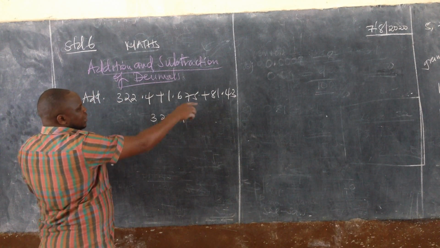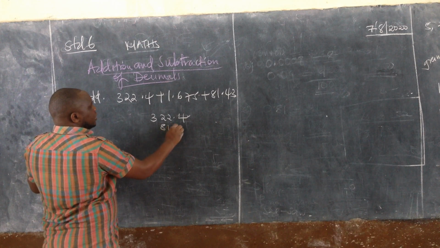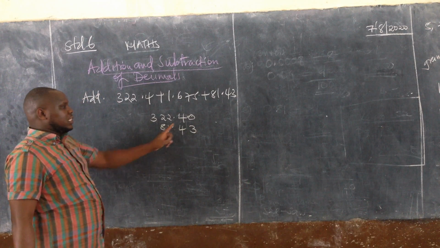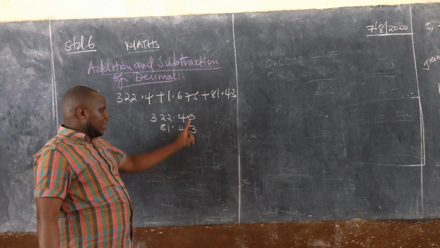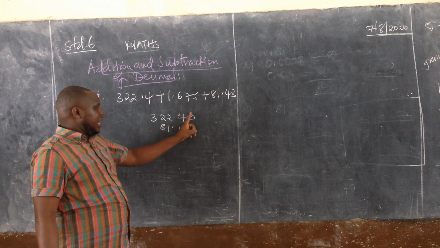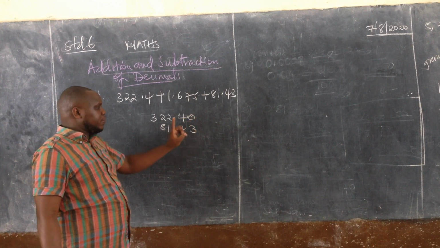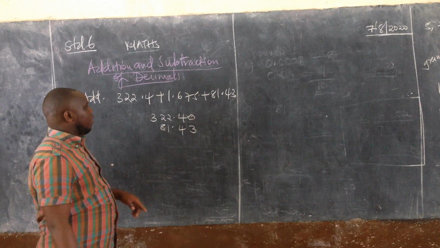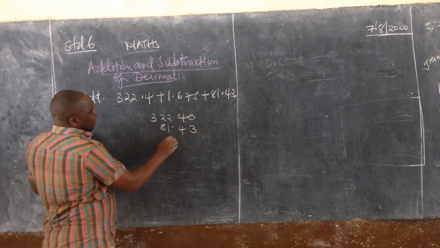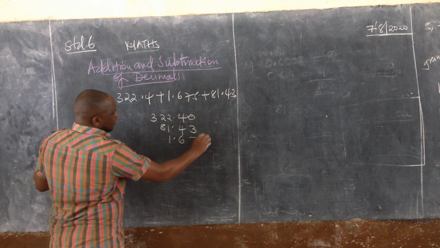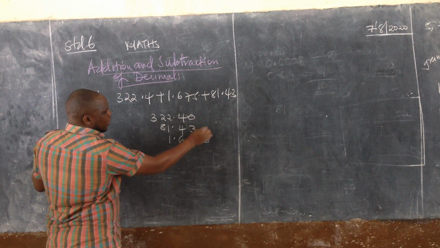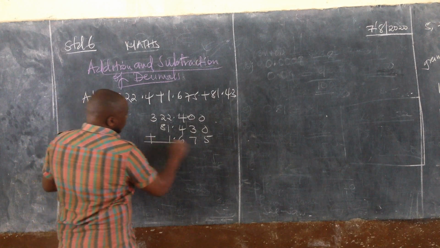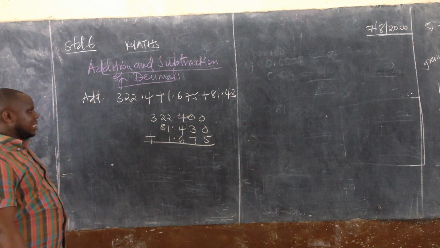The next number is 81.43, meaning that you can add a 0 there, so that this number will have a partner there, a number to just represent that. That 0 doesn't have meaning there, so it can't change the value of that number. The last one will be 1.675. You realize this number is alone, just add zeros there so that they look the same. Then from there, you can add like that.